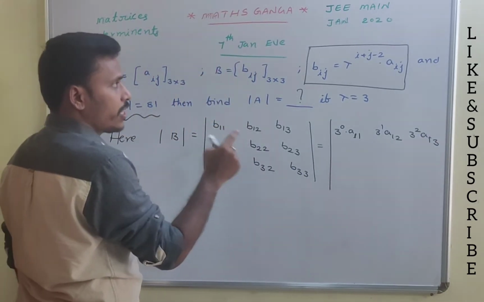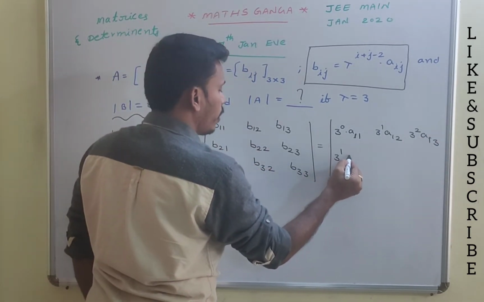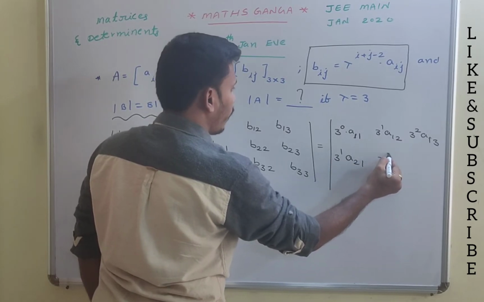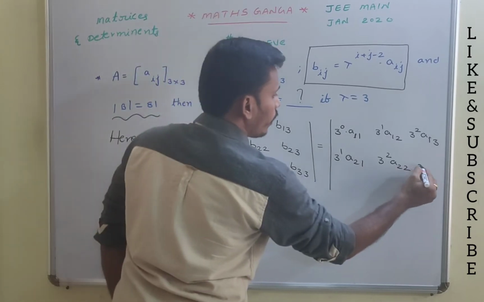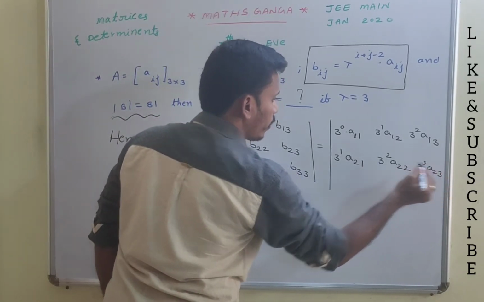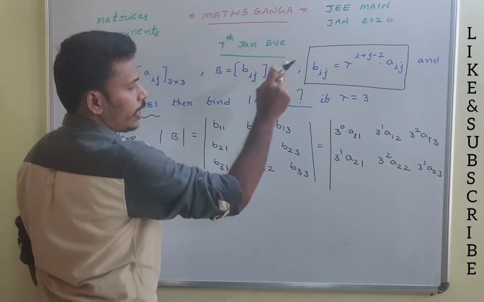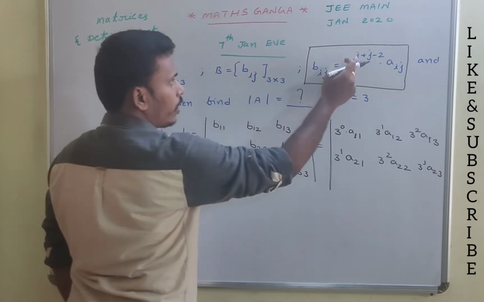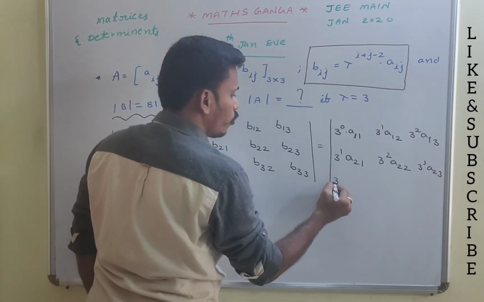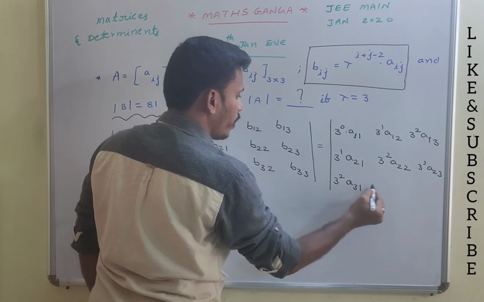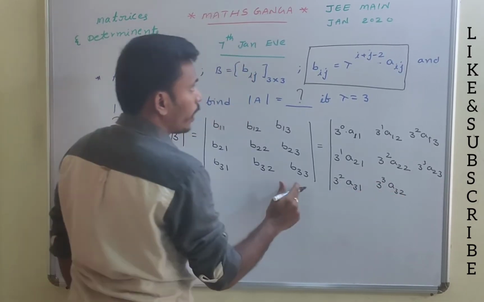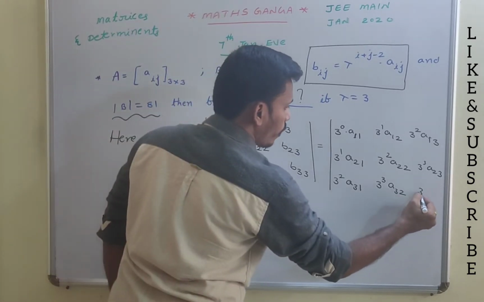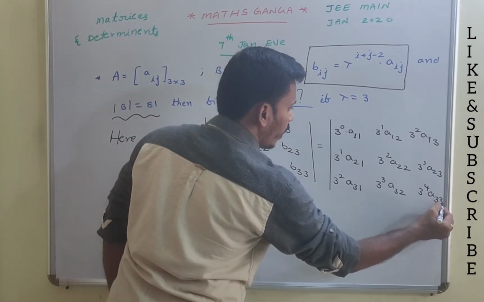Whereas for this, 2 plus 1 is 3 again, 3 minus 2 is 1, so 3 power 1 into A21, and then 3 square of A22, and for 2, 3 it is 3 cube of A23. Then B31: replace i with 3 and j with 1. 3 plus 1 is 4, minus 2 is 2, so 3 square of A31. Then 3 cube of A32. And 3 plus 3 is 6, minus 2 is 4, so 3 power 4 of A33.